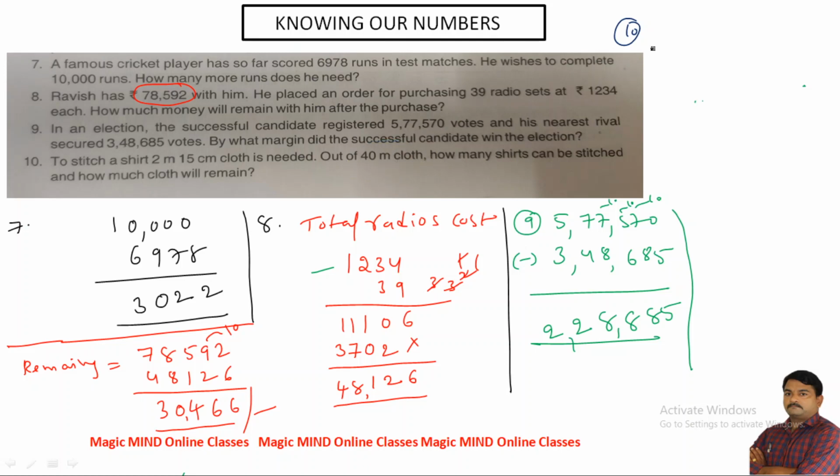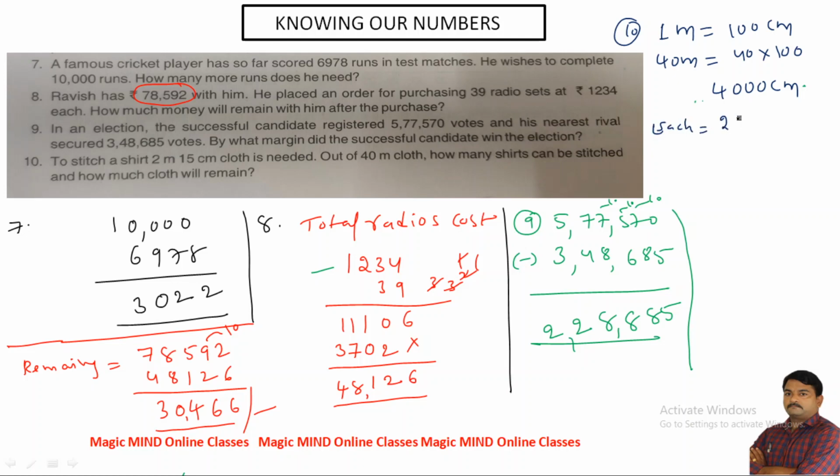Cloth is required here. 40 meters: we know already 1 meter means how many centimeters? 1 meter means 100 centimeters. Now that's why 40 meters means 40 into 100, which is 4000 centimeters. Therefore, the total available cloth is 4000 centimeters. And each shirt needs how much?